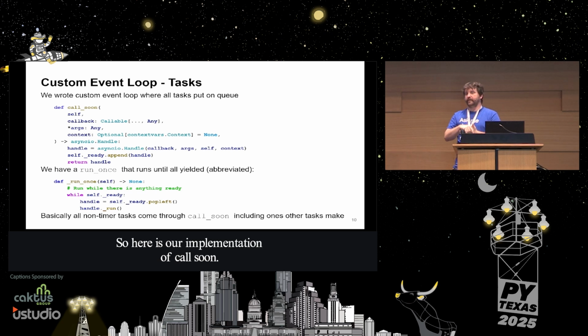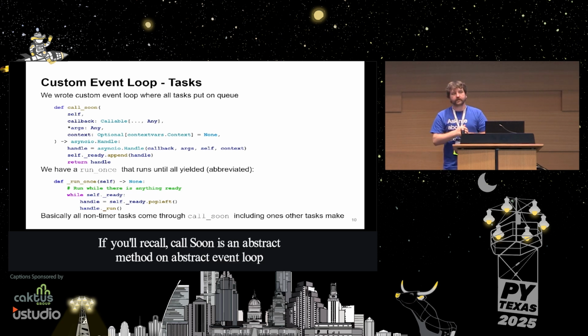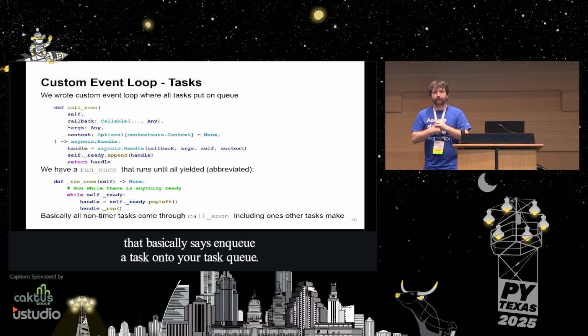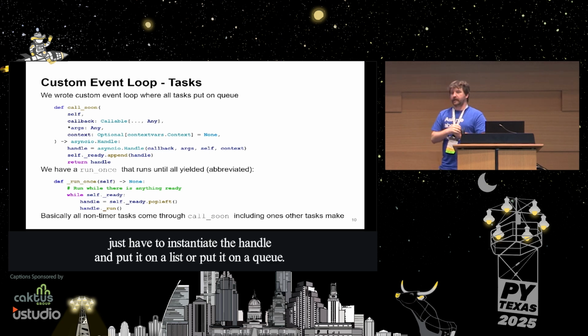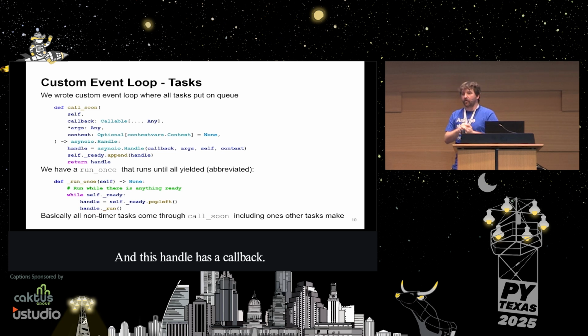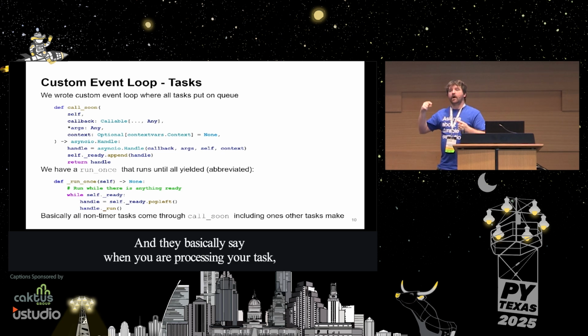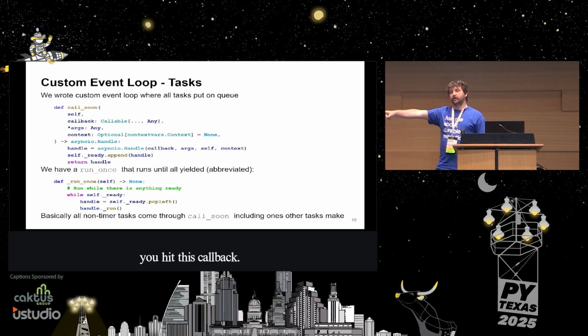So here is our implementation of call_soon. If you'll recall, call_soon is an abstract method on AbstractEventLoop that basically says enqueue a task onto your task queue. And so in this case, in asyncio, you literally just have to instantiate the handle and put it on a list or put it on a queue. And this handle has a callback, and they basically say, when you are processing your task queue, hit this callback since it's now ready to be called.